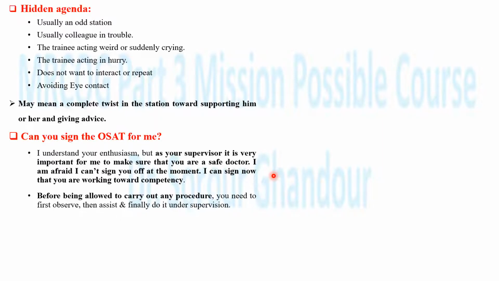If he asks you, can I do the procedure myself? Before being allowed to carry out any procedure, you need to first observe, then assist, and finally do it under supervision. I will happily sign your formative OSAT when you can perform it again. If the junior is coming to sign a summative OSAT, he cannot ask you to sign a formative. If you signed the summative OSAT as he's working towards competency, and now he's asking you to sign another form for a formative OSAT, no, this will be in another session, where the agreement from the start will be that he's coming for a formative OSAT. At that point, you can sign for him.